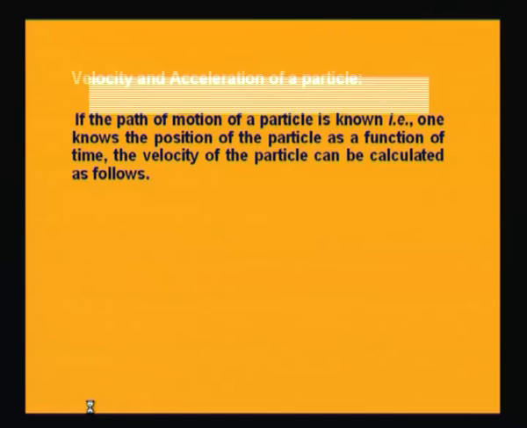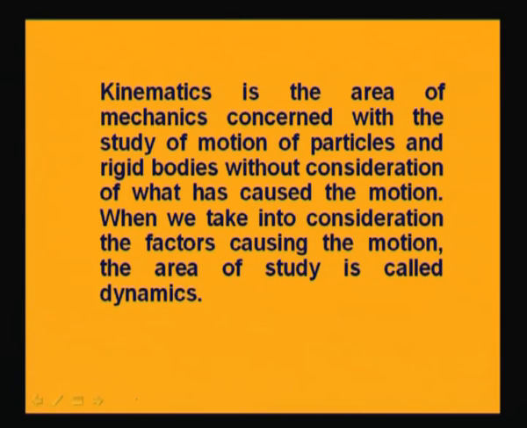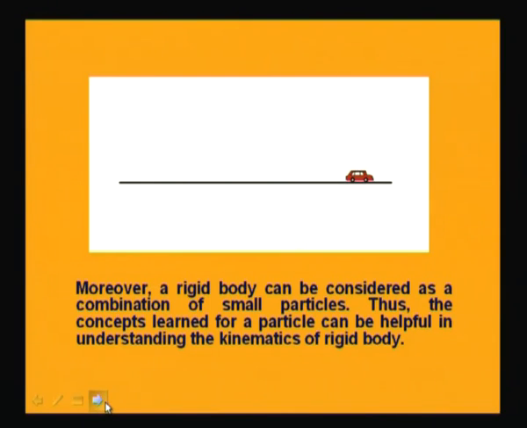Now, why are we talking about kinematics of a particle? What is a particle? A particle is a concept of something having mass but not having any size. A rigid body can be considered as a combination of particles. Therefore, the concepts learned for a particle can be helpful in understanding the kinematics of a rigid body also. Moreover, sometimes bodies can be treated as a particle.